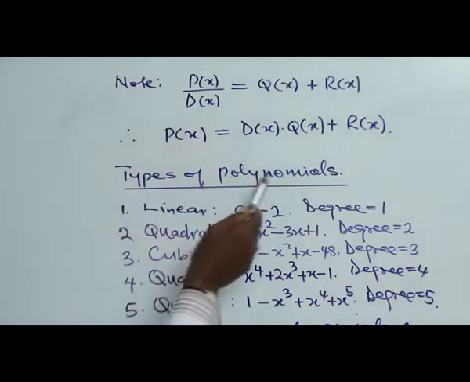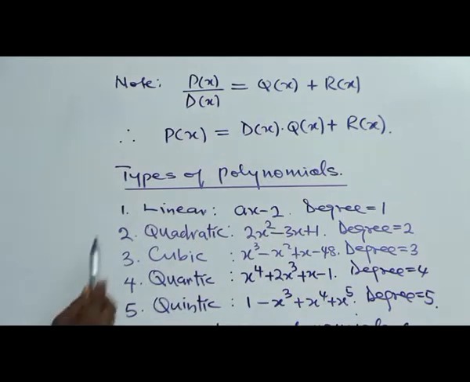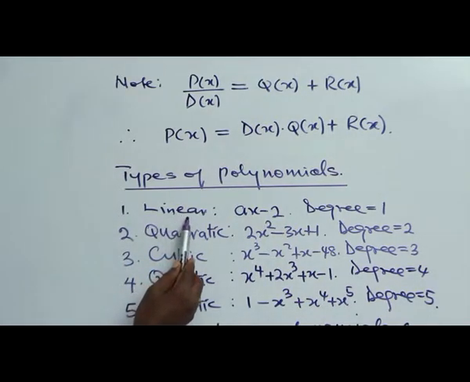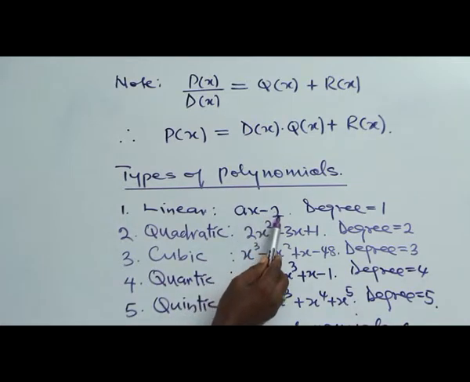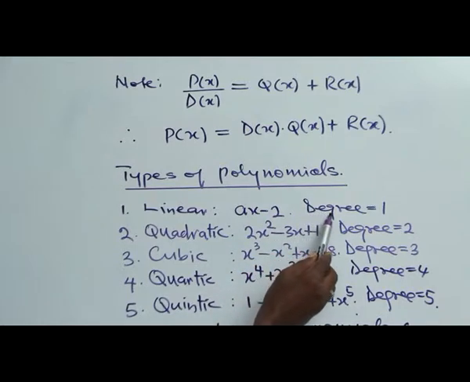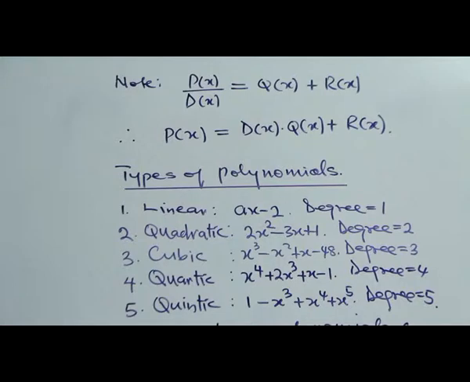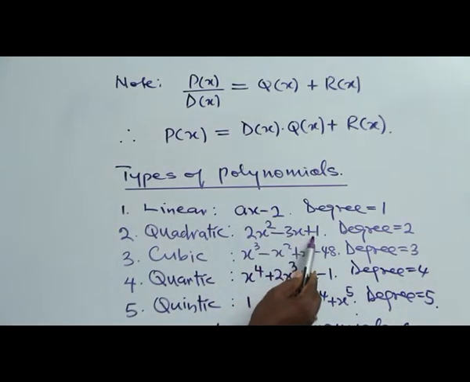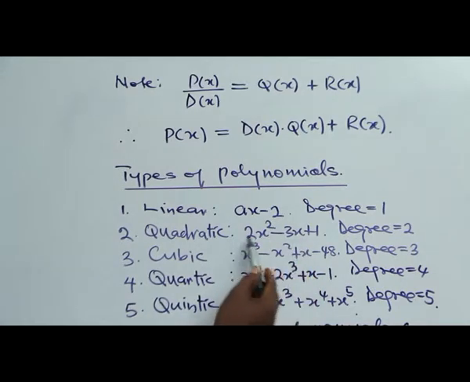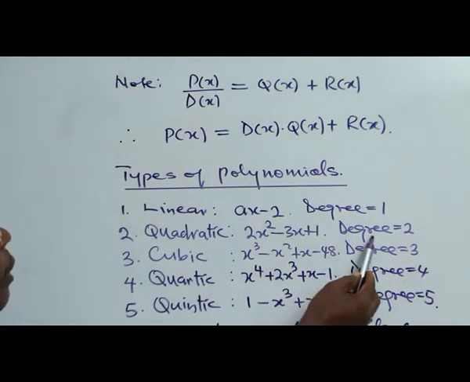Let's look at the types of polynomials. Number one, linear polynomial. s minus 2 is an example of a linear polynomial. The degree of this polynomial is 1, that is, the highest power of s here is 1. That is why it is also called a linear polynomial. Number 2, quadratic polynomial. An example, 2s squared minus 3s plus 1. In a general form, you can write it as as squared plus bs plus c. The degree is 2.